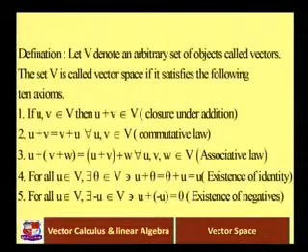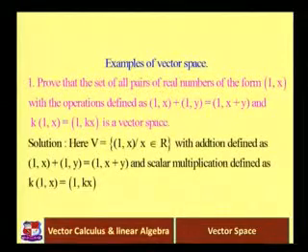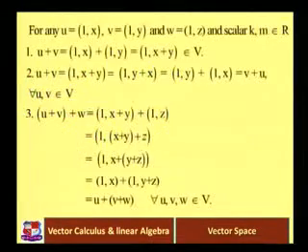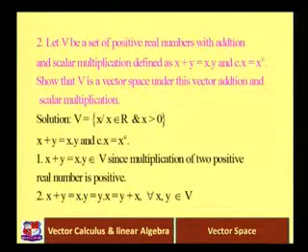I want to recall the definition of vector space: closure under addition, commutative law, associative law, existence of identity, existence of negatives, right? And these 5 conditions are for scalar multiplication, which we saw last time. Okay, and we saw some important examples of vector space. This is another example that we saw last time.